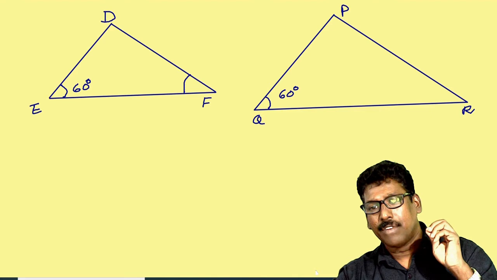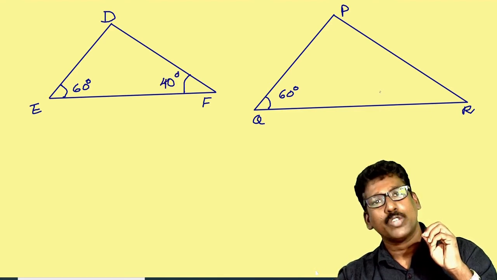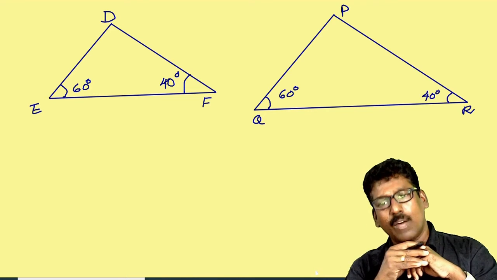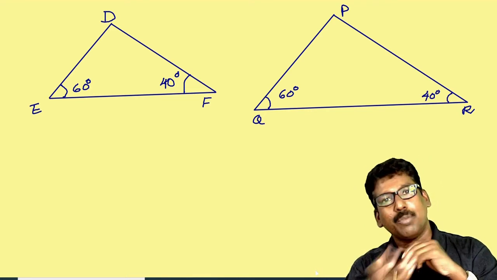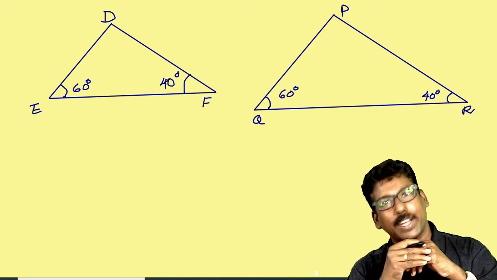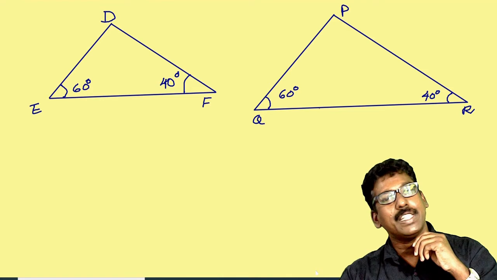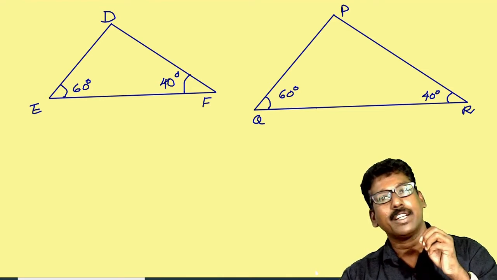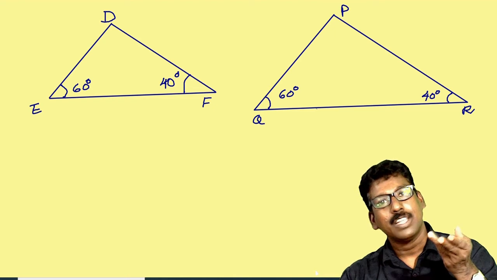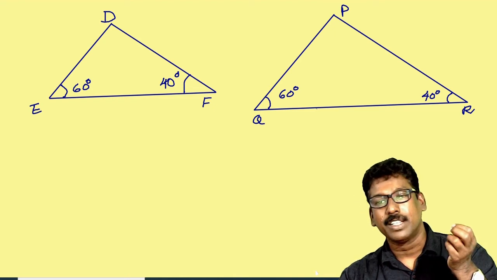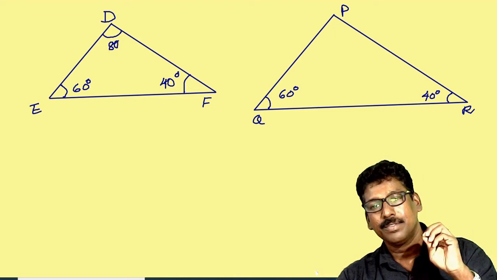Now let angle F be 40 degrees and the corresponding angle R also equal to 40 degrees. Now what about the third angle? You know the sum of the angles of a triangle is equal to 180 degrees. Here angle E and angle F are 60 and 40. That means 60 plus 40 is 100. What about the angle D? Yes, of course, it is 180 minus 100. This is equal to 80 degrees.